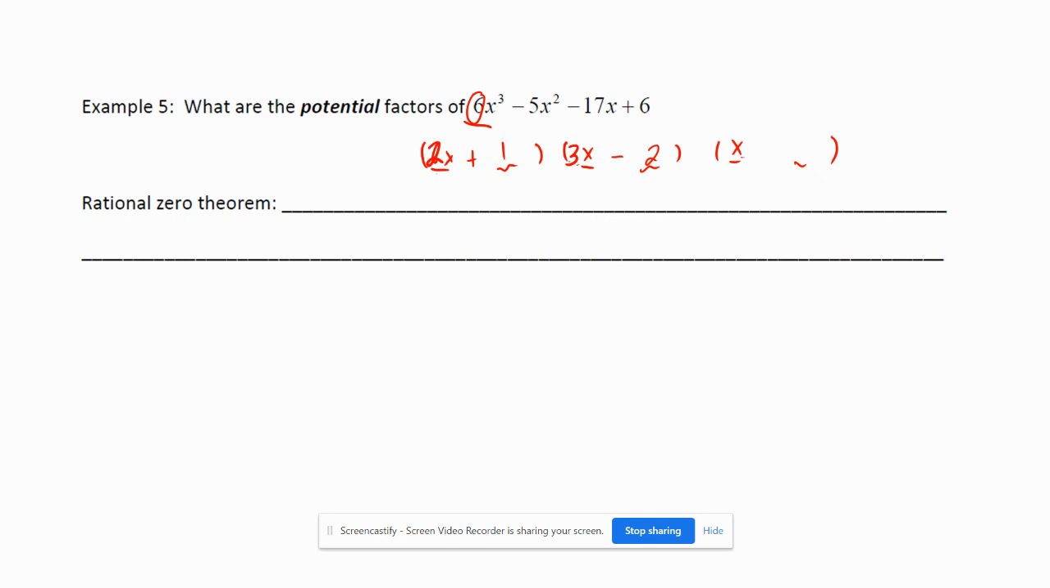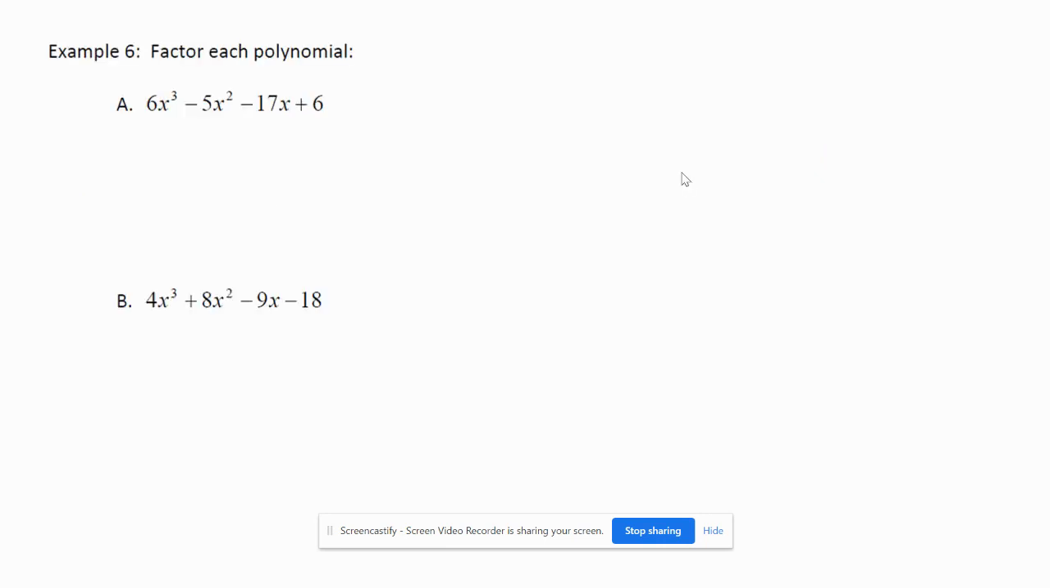Okay, so I'm not going to write out the rational zero theorem, but it says the same. But if we have a leading coefficient other than 1, we may need to account for other factors like that. All right, let's do this question over here, and we're going to do it the exact same way that we did the other one.